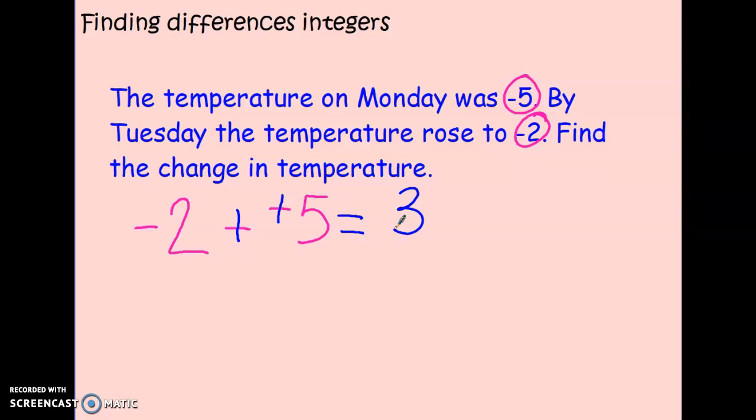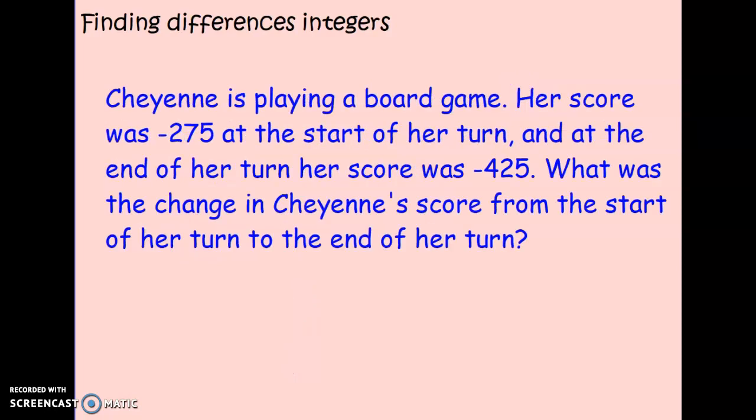And if we go back to our problem, it rose 3 degrees, which means it's going up, which means it has to be a positive change. So the change in temperature is 3 degrees. Okay, or it rose 3 degrees. All right. Here's our next problem.